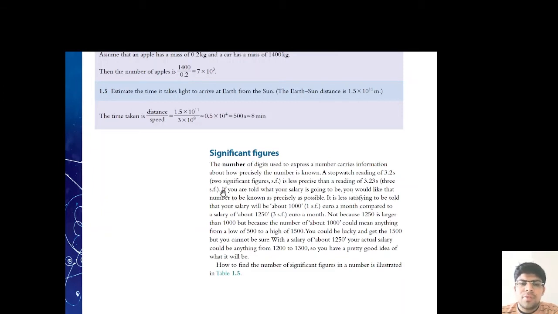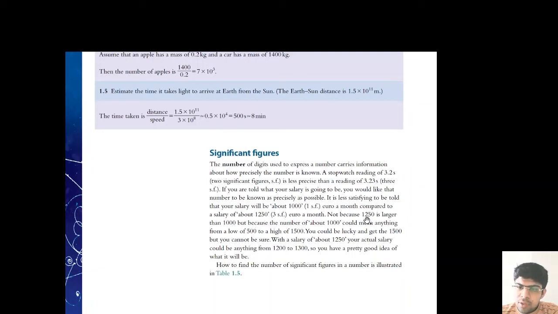Okay, then let's read. If you are told what your salary is going to be, you would like the number to be known as precisely as possible. It is less satisfying to be told that your salary will be about 1,000. Look here, it has one significant figure because zeros at the end or zeros at the start do not count. So it has just one significant figure, euro a month, compared to a salary of about 1,250, which has three significant figures. Here, the zero at the end does not count, so just the three significant figures, euro a month.